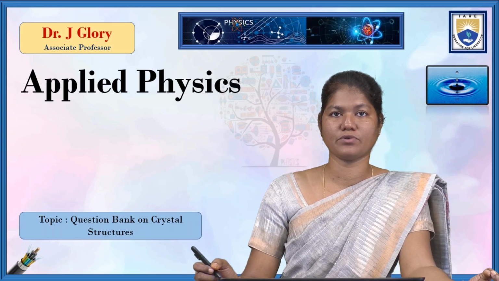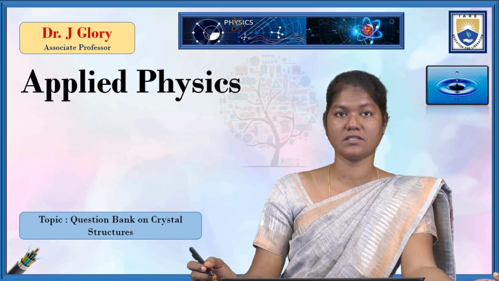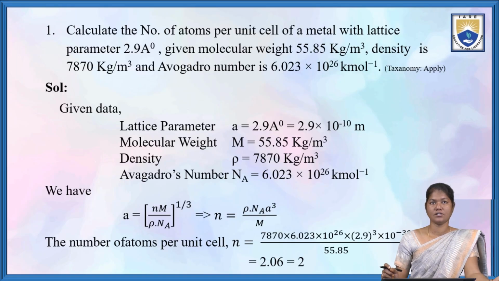Today, I wish to discuss the question bank questions on crystal structures. So, here is the first problem. Calculate the number of atoms per unit cell of a metal with lattice parameter 2.9 angstroms, given molecular weight 55.85 kilogram per meter cube. Density is 7,870 kilogram per meter cube, and Avogadro number is 6.023 into 10 power 26 kilo per mole.